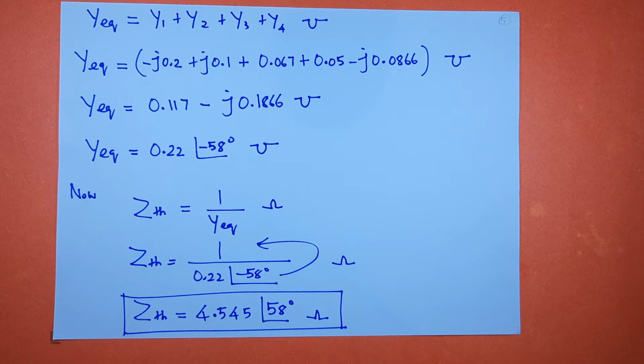Next, Z Thevenin is nothing but 1 divided by Y equivalent, in ohms. So Z Thevenin equals 1 divided by 0.22 angle minus 58 degrees ohm. As usual, 1 by 0.22 gives 4.545. When the angle goes from the denominator to the numerator, the sign changes, so minus 58 becomes plus 58 degrees. So this is your Z Thevenin.